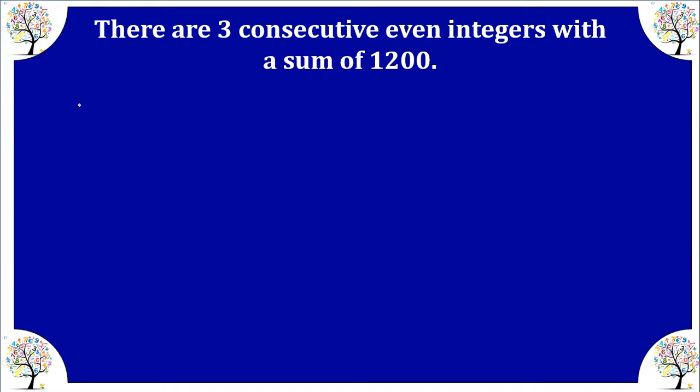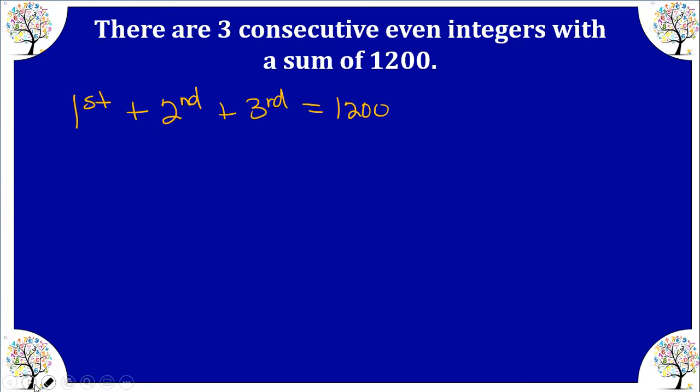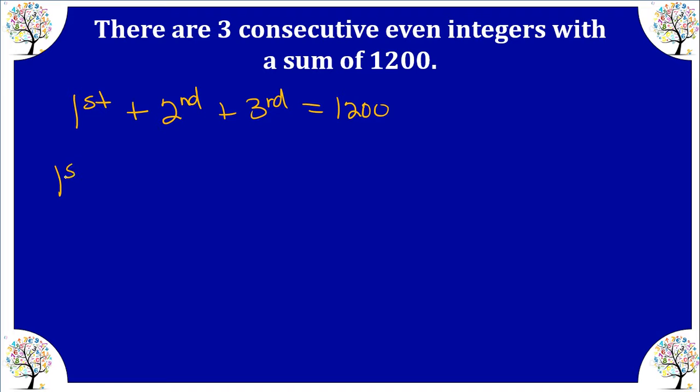So consecutive means to be in order. So we have a first number plus some second number plus some third number gives us 1200. Consecutive even. So our first number is always just going to be x.